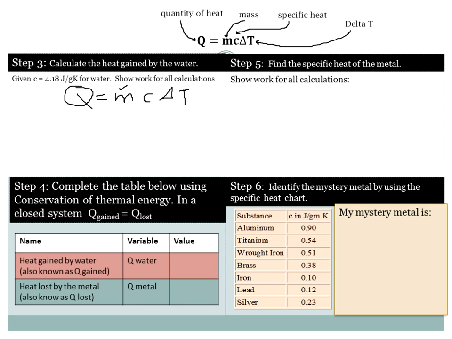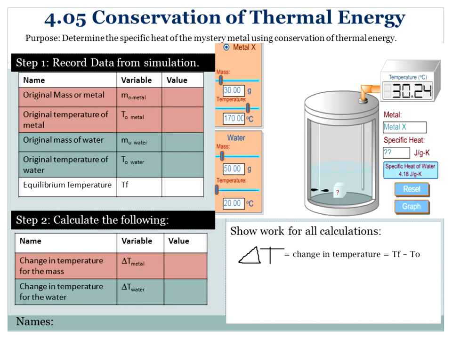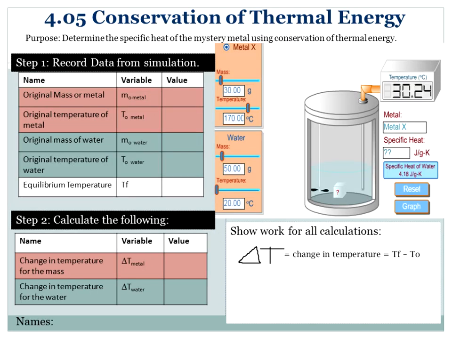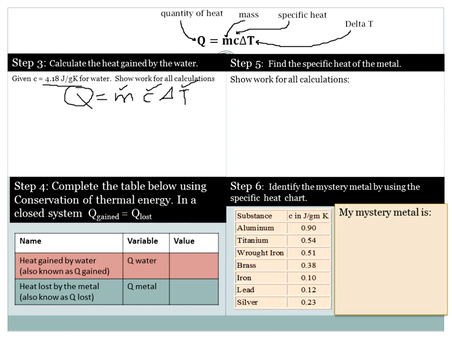The mass of the water is in your table from the simulation here. The specific heat of water is right here, given as 4.18, and the delta T for the water you just calculated, which is over here. So once you have all your numbers in order, it really is just a matter of multiplying those three values together to find out how much heat did the water gain.